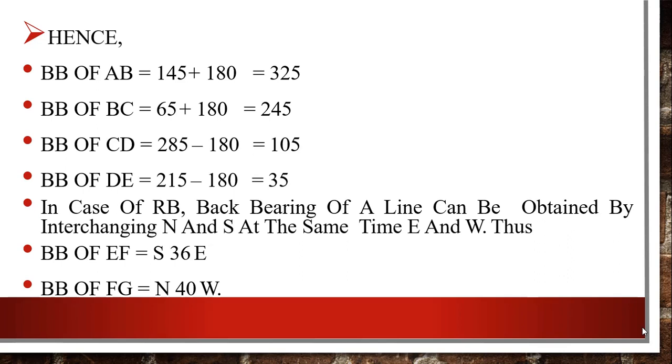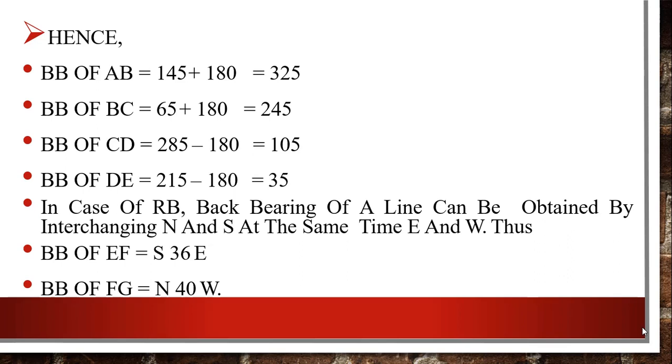Okay, then the next is getting the back bearing of BC. As you all know, the forebearing of BC is 65 degree. So for getting the back bearing, you have to add 180 degree because 65 is less than 180 degree. So 65 plus 180 degree will give you the back bearing of BC, that is 245 degree.